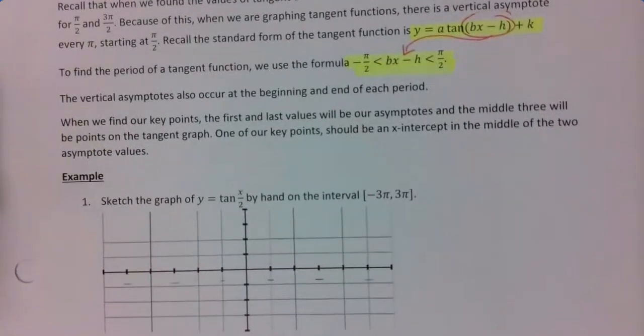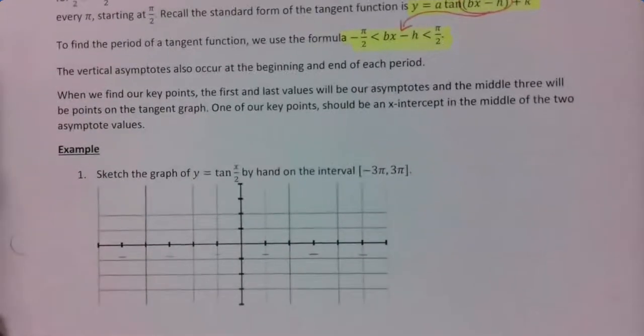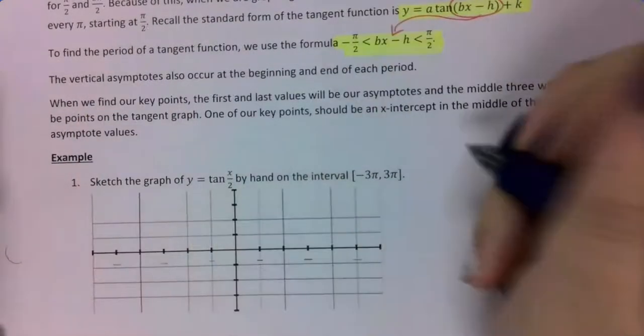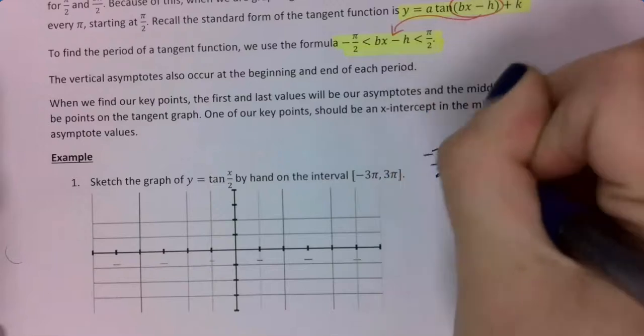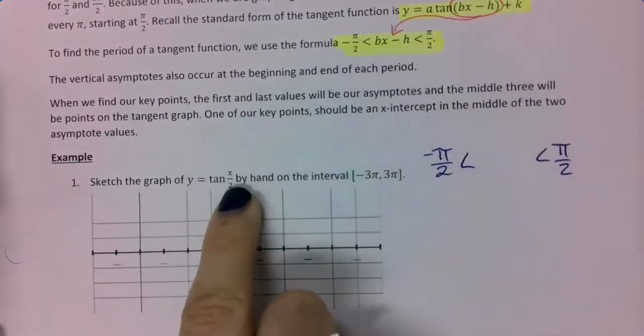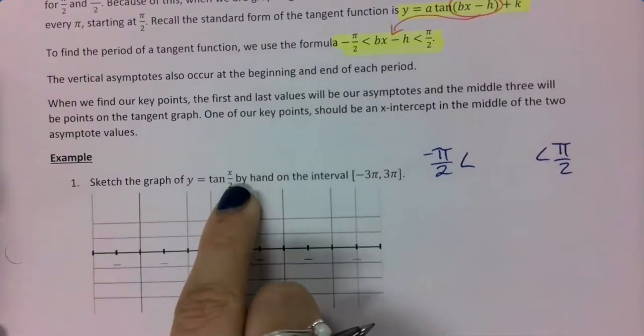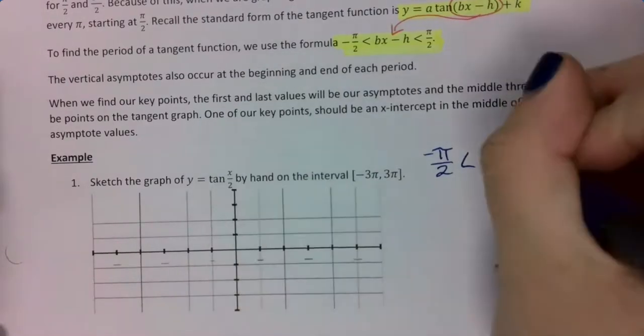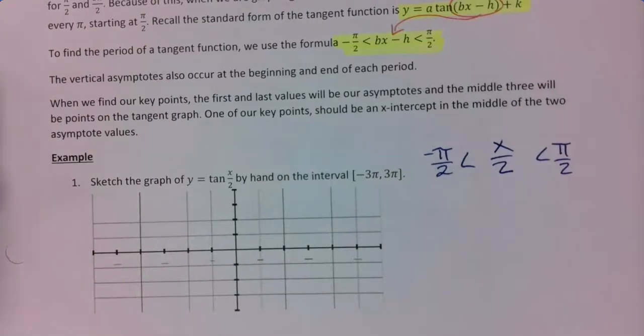So the first thing I want to do for number 1 is it wants me to sketch this graph on this interval, so I'll focus on the interval later. But the first thing I want to do is I know I have to put this between negative pi halves and pi halves. I'm going to take what is in the middle, or what comes after the word tangent. So I'm going to put x over here. And then I need to solve this.